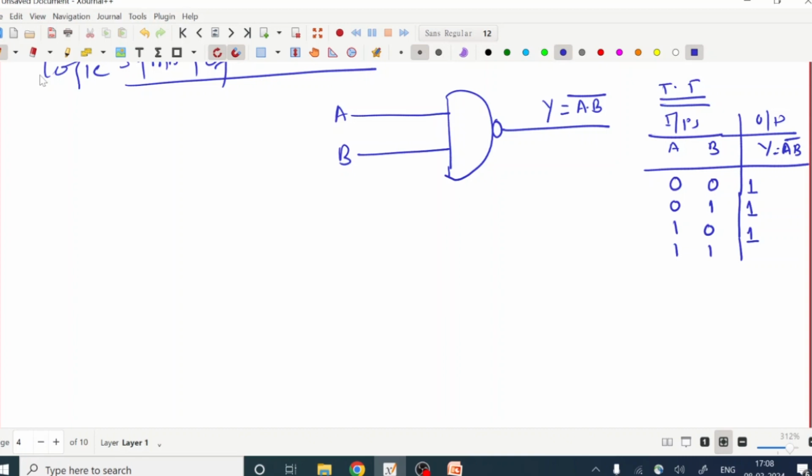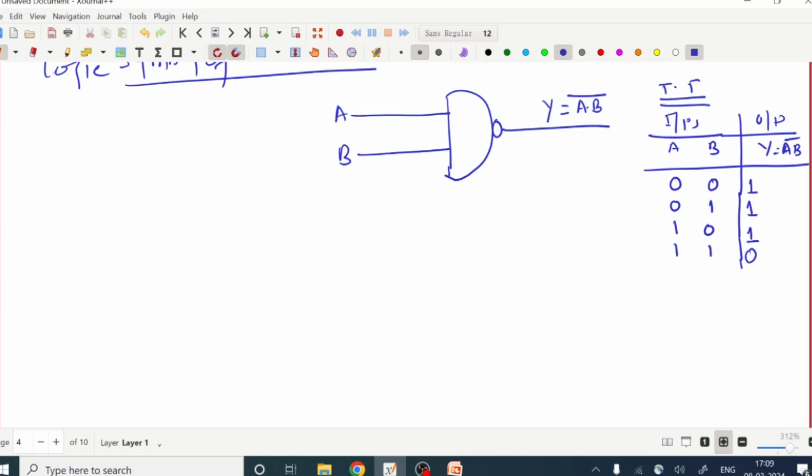And in the combination 1 1, the output of AND gate is 1. This means the output of NAND gate is 0. What are the observations? Simply, we see that only when all the inputs are high is the output of NAND gate low. In the rest of the combinations, the output of NAND gate is high.